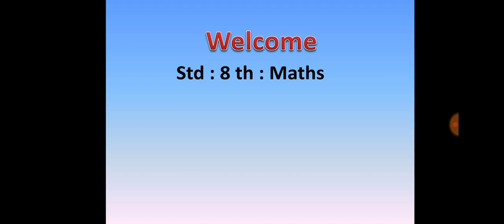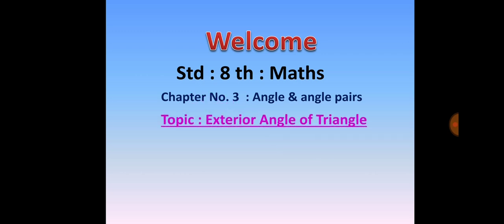Today we learn about standard 8th mathematics, chapter 3, angle and angle pairs. In this chapter, today's topic is the exterior angle of a triangle. Students, first we see what we mean by an exterior angle of a triangle.